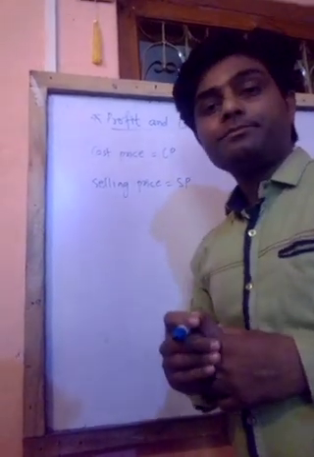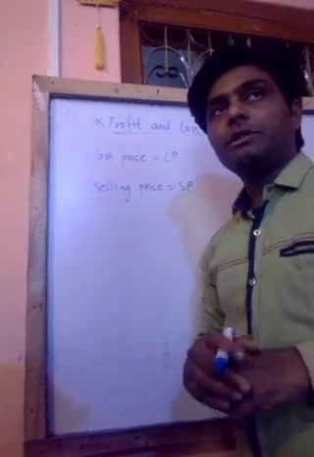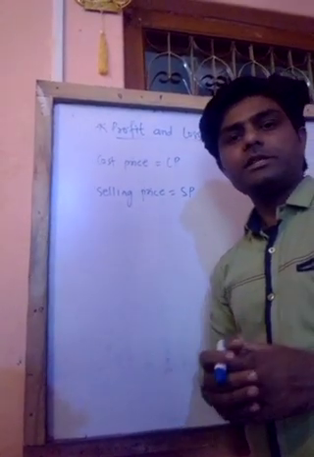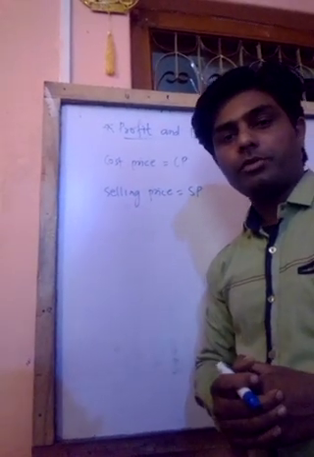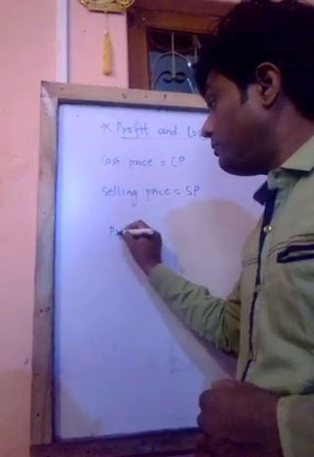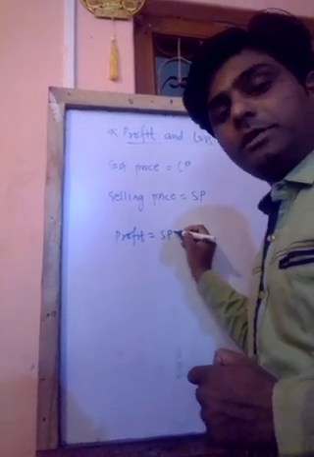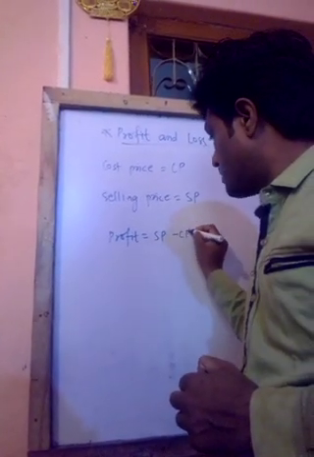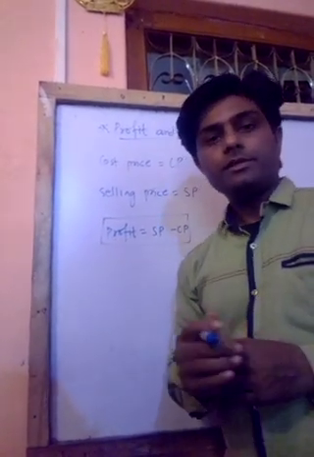Now, when will there be profit and when will there be loss? Let me tell you with one example. If I purchase anything for rupees 10 but I sell it for rupees 12, it means I got 2 rupees profit. So there is profit when SP is greater than CP. Profit will be SP minus CP. So we got the first formula, for profit, that is SP minus CP.